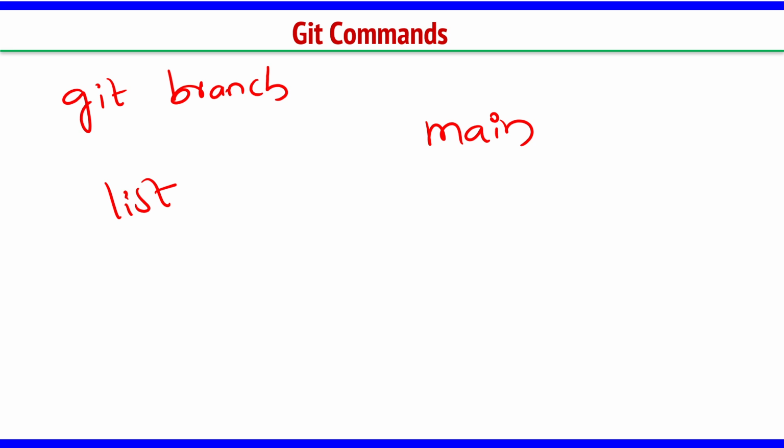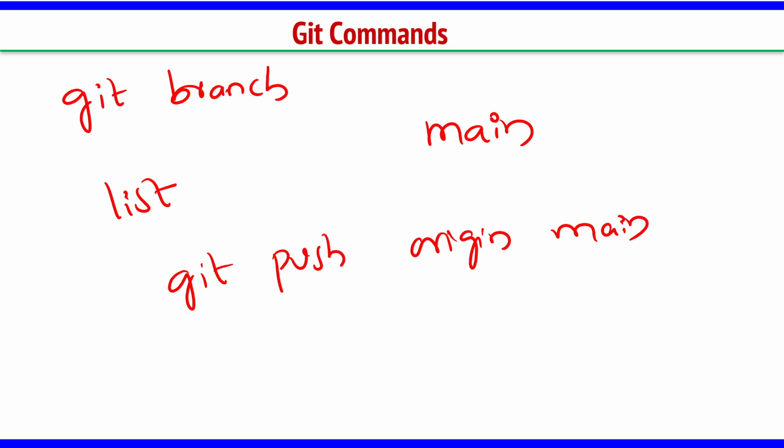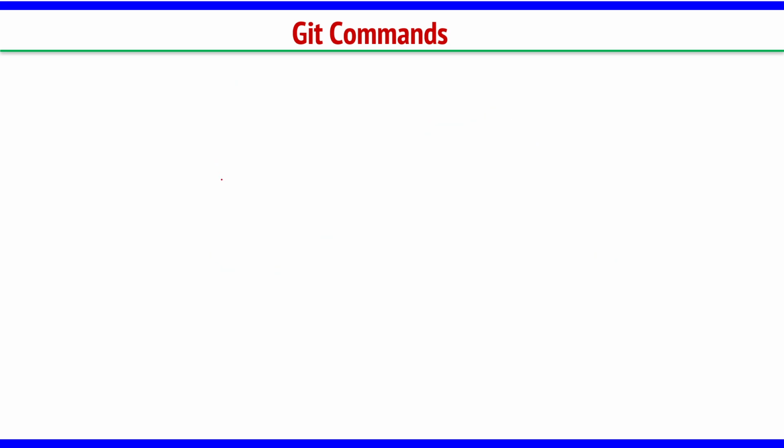Right, I was giving this git push origin main, right? So we are talking only about the main branch. Okay, we are not dealing with any other branch, right? So git branch you can use to create the branches. It will list all the branches basically, right?